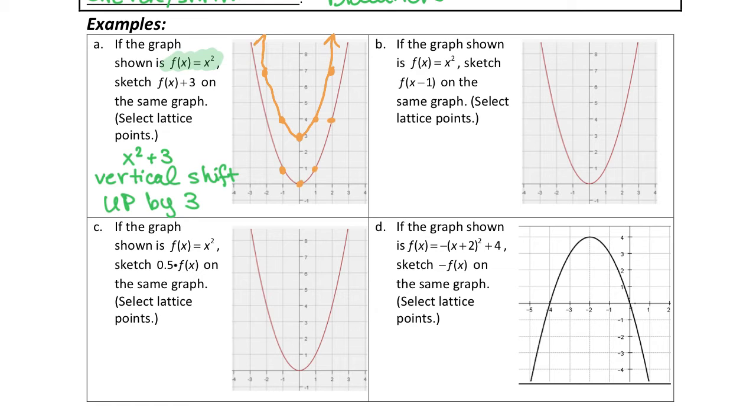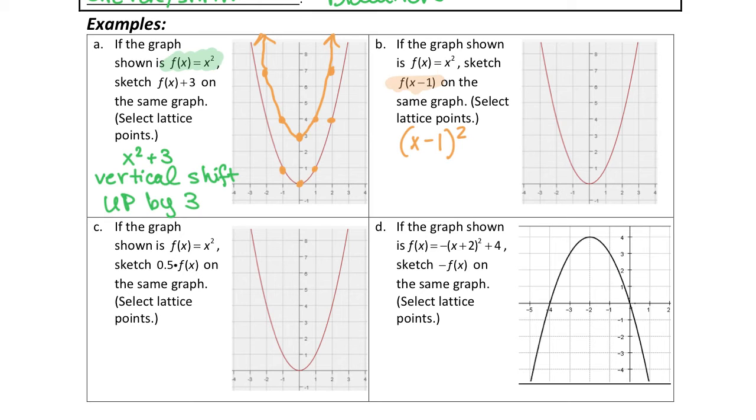Okay, and that's literally how I do a transformation when I'm adding 3 to my sketch. Let's take a look at example B. This time, it's inside the parentheses. So we're subtracting 1 from my function. What that's going to look like is x minus 1, the whole thing squared.